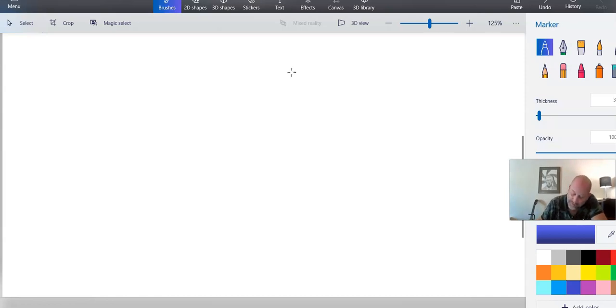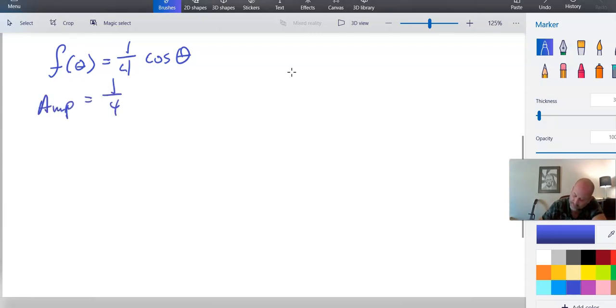Now if I end up looking at something like this, let's say I'm given f of theta equal to 1/4 cosine theta. So automatically the amplitude is 1/4. You already know that. That means the highest it goes is 1/4, the lowest it goes is negative 1/4.